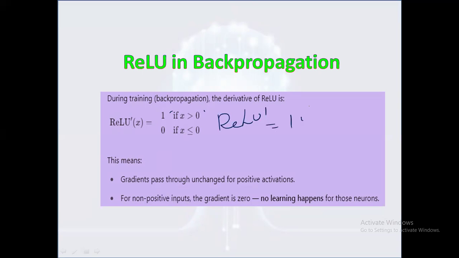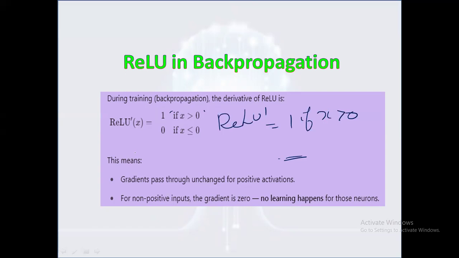ReLU dash is 1 if x is greater than 0, and 0 when the input is negative or 0. This selective gradient flow ensures that only neurons with positive outputs contribute to learning while others remain inactive. While this feature helps in reducing unnecessary updates and noise in learning, it also has a downside.